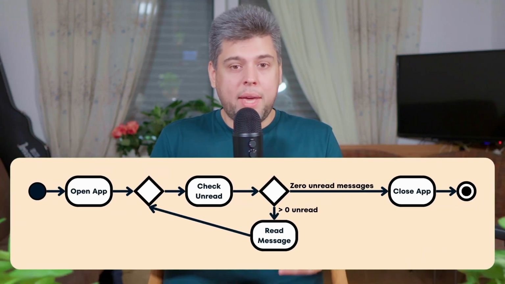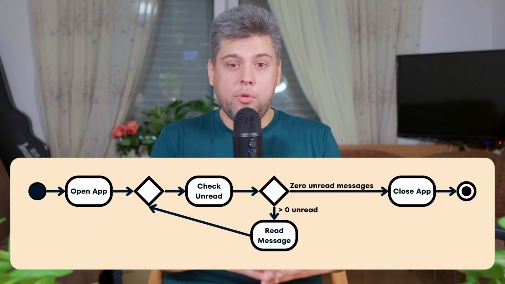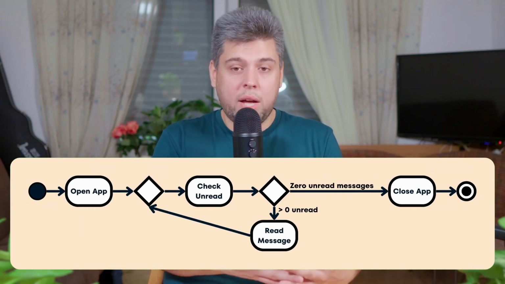You can also add loops to your workflow. To create a loop, make a simple flow with actions and a decision node, like: open message list, check if new messages are available, and if yes, read one, get back to the list, check again, and if no messages are left, end activity.